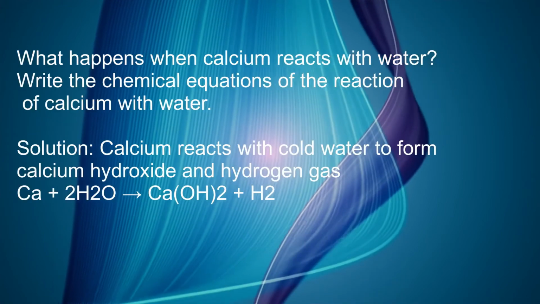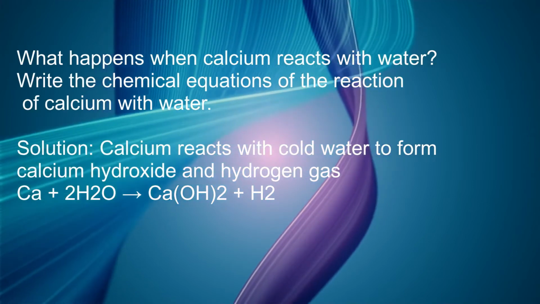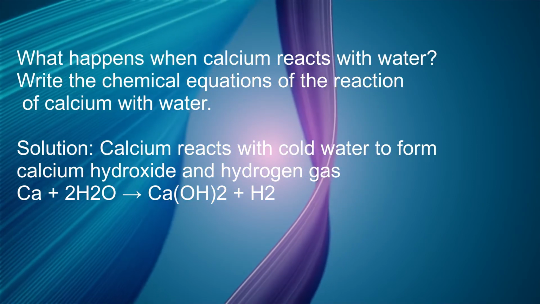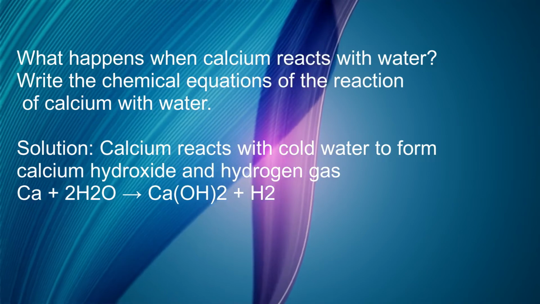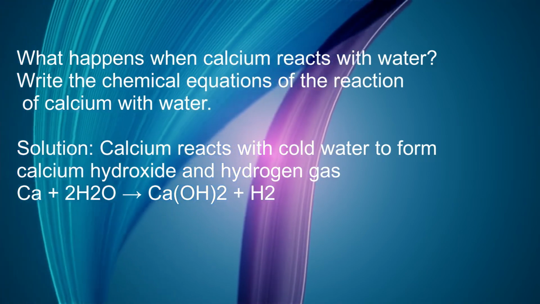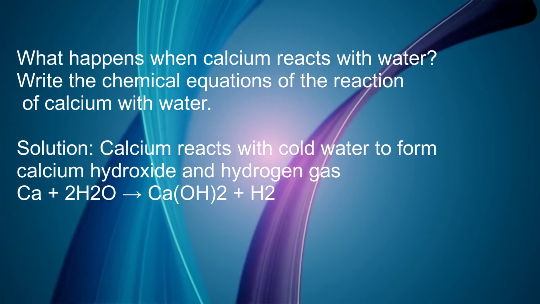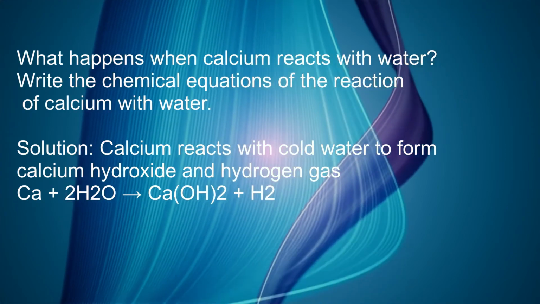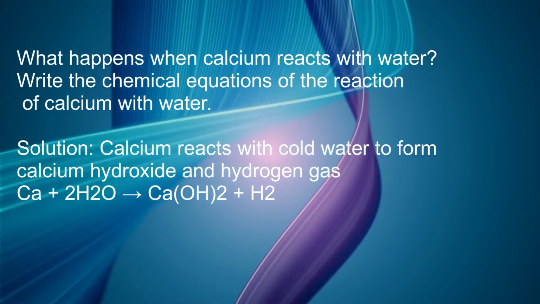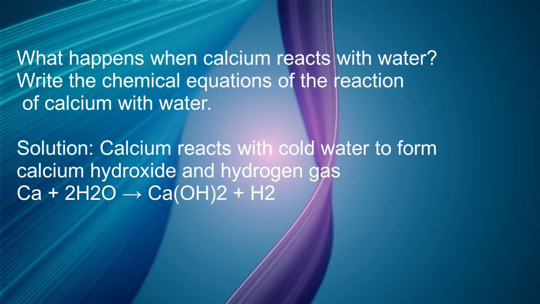A. What happens when calcium reacts with water? Write the chemical equation of the reaction of calcium with water. Solution: calcium reacts with cold water to form calcium hydroxide and hydrogen gas. Ca (calcium) plus 2H2O (water) gives Ca(OH)2 (calcium hydroxide) plus H2 (hydrogen gas).